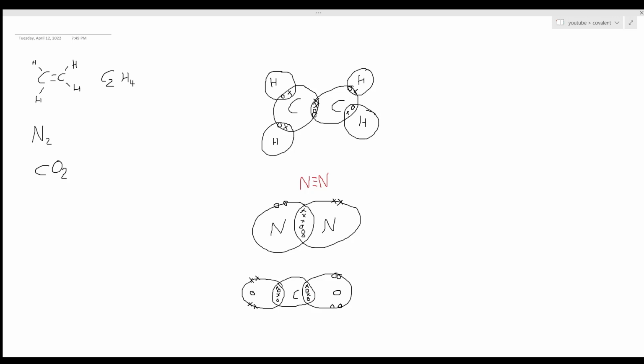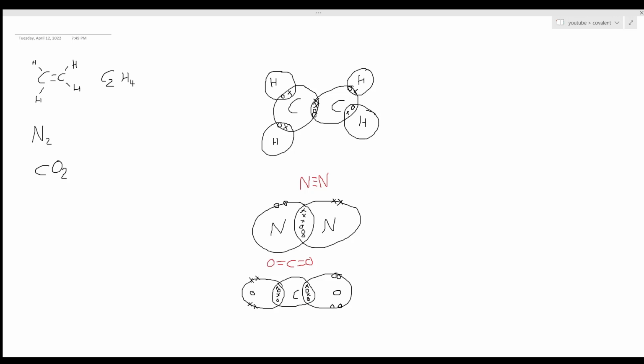Okay, so carbon has 4 outer shell electrons. That means it wants to make 4 bonds. Oxygen has got 6 outer shell electrons. That means it wants to make 2 bonds. So that means each carbon has to bond with 2 oxygens, and each of those is going to be a double bond. So just like with the charges that we saw with the ionic compounds, we have to balance out the number of bonds, not the number of charges, the number of bonds.